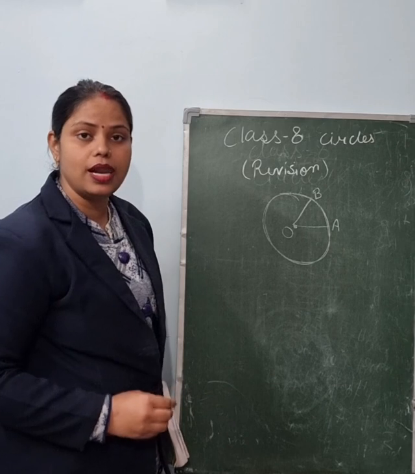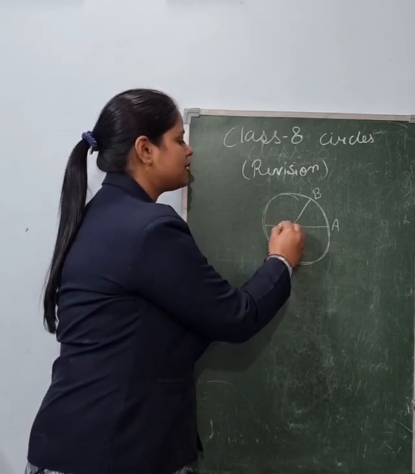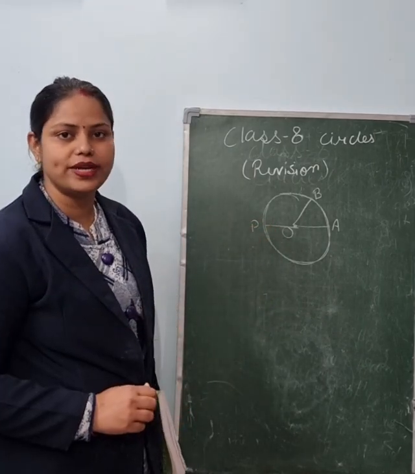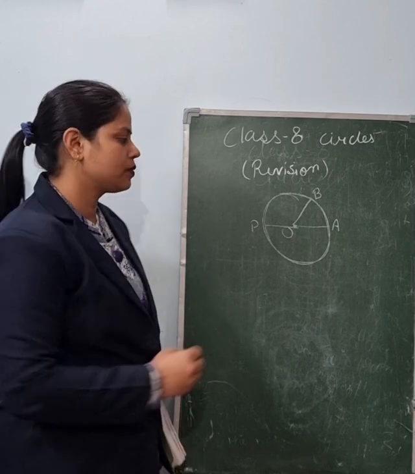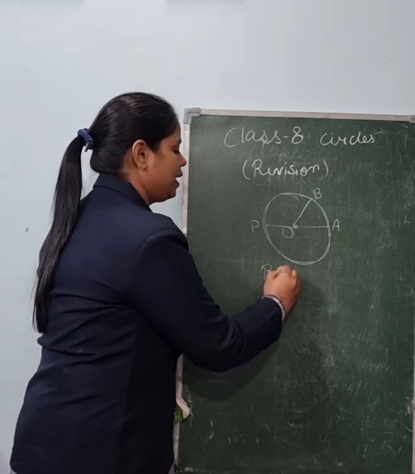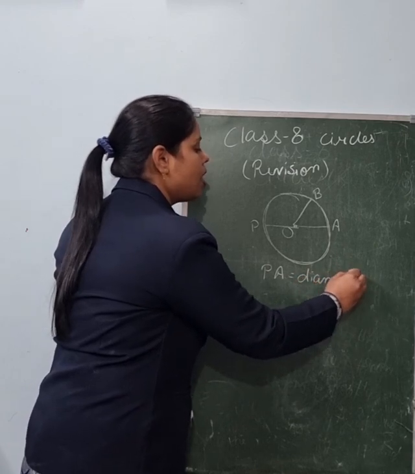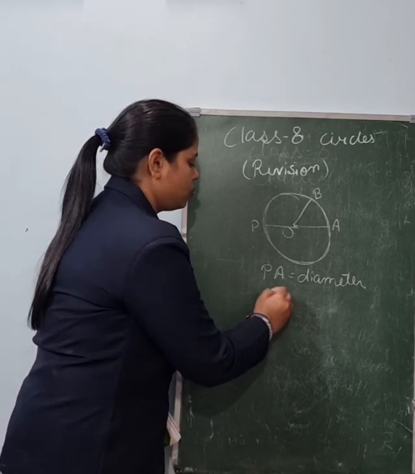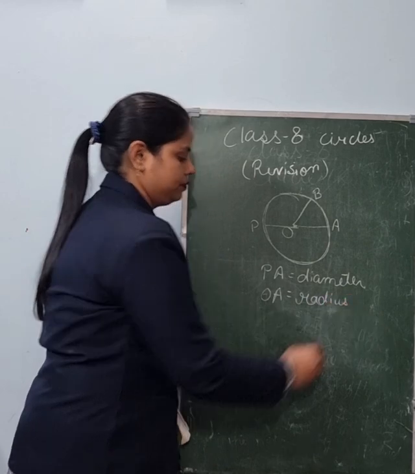Then if we draw a line segment on the circle such that it passes through the center and both its endpoints are on the circumference of the circle, then this is known as the diameter of the circle. So here we have PA, which is the diameter of the circle, and OA, which is the radius of the circle. OA is equal to the radius of the circle.